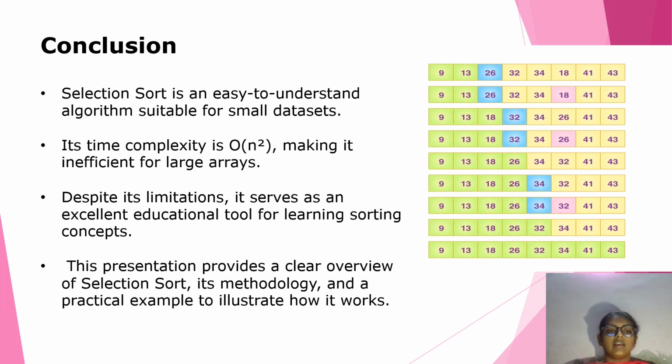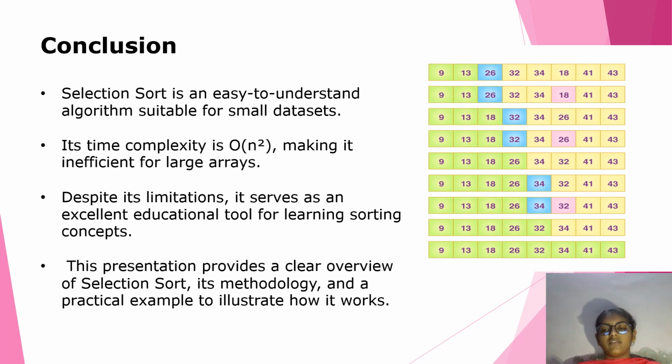Now the conclusion. Selection sort is an easy to understand algorithm suitable for small data sets. Its complexity is big O of n squared, making it inefficient for large arrays. Despite its limitations, it serves as an excellent educational tool for learning sorting concepts.